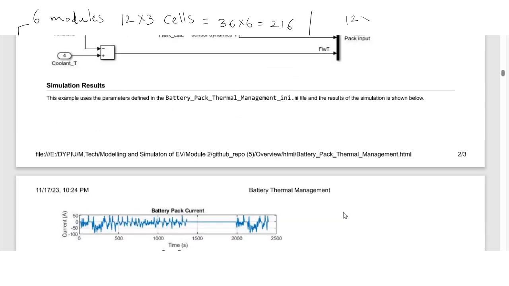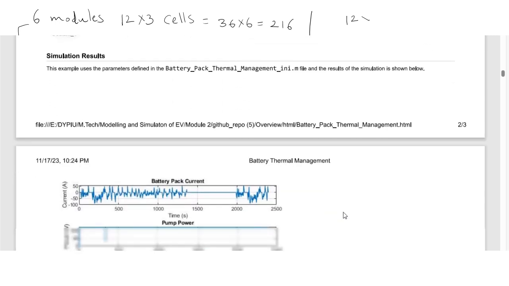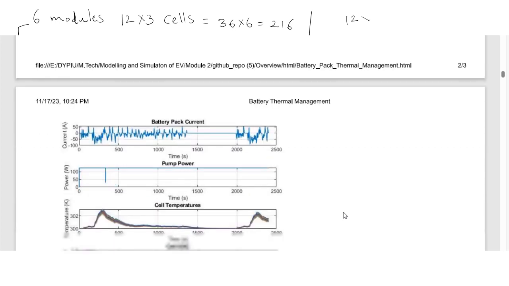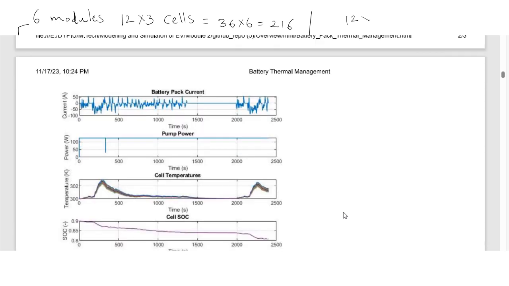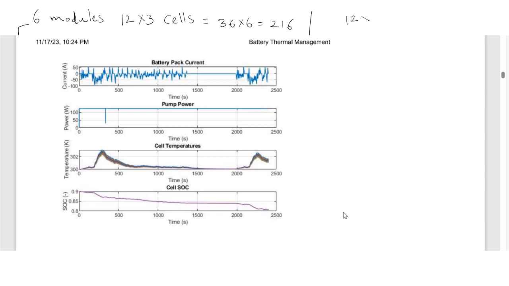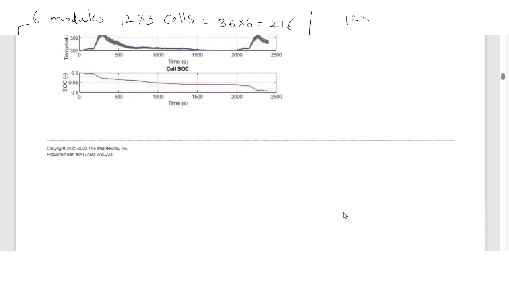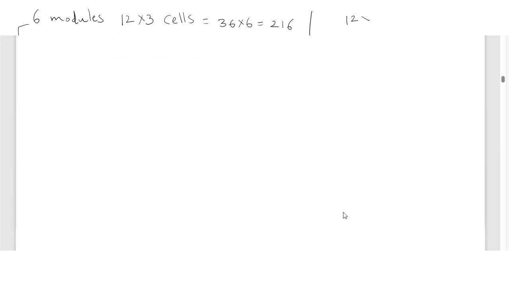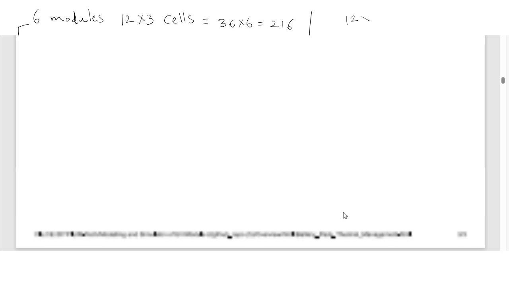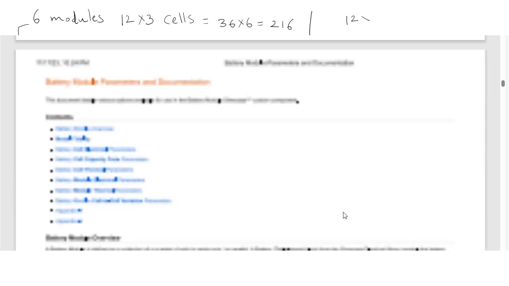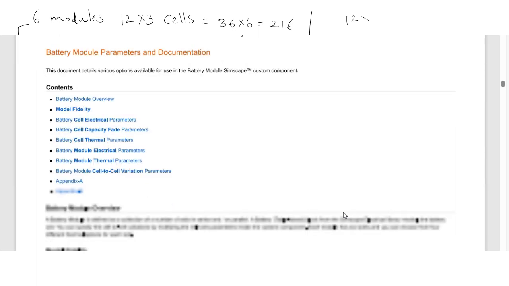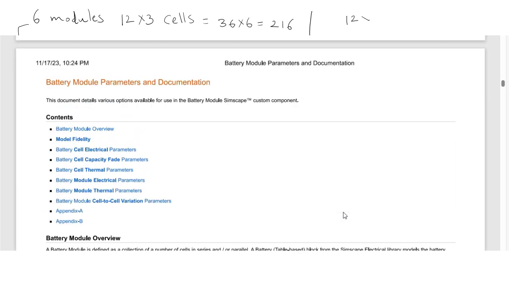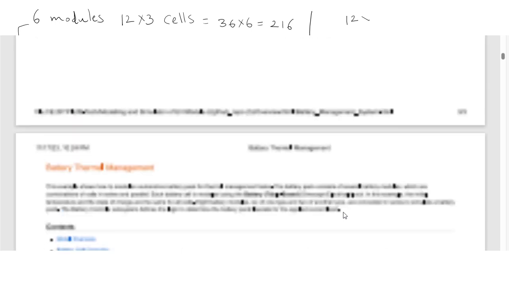So if you simulate battery pack thermal management, you will get this. What is the battery pack current required? Based on the load only, it will decide what pump power is required, what the present cell temperature is, what the present cell SOC is. So those are the decided steps. Okay. So this is regarding battery pack thermal management. This is one topic on module 4.